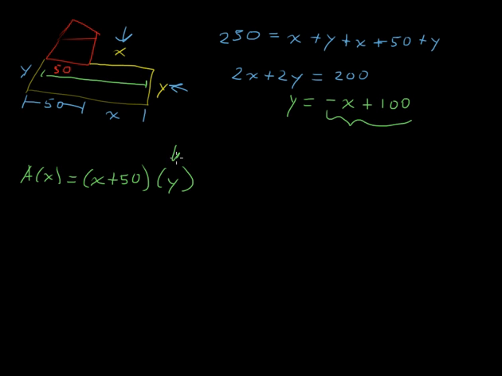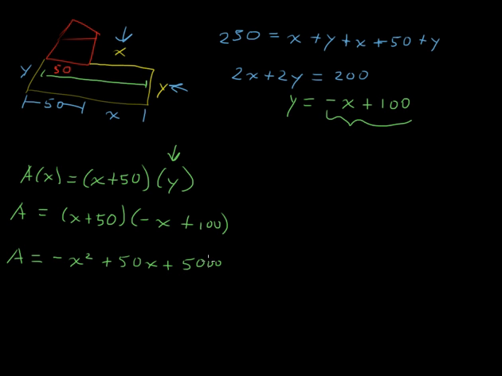Okay, negative x plus 100. So I'm going to plug that in for y. And now I have this area function as x plus 50 multiplied by negative x plus 100. Multiply all that out and you get an area function of negative x squared plus 50x plus 5,000. Okay, now that's a function of the area in terms of x. And then another question might be find the x value that would maximize the area.